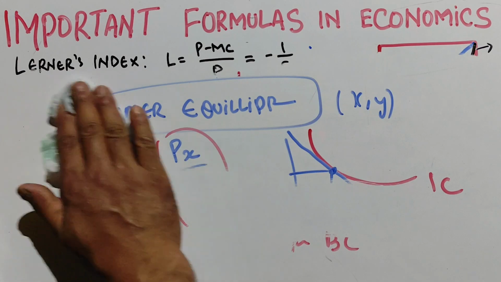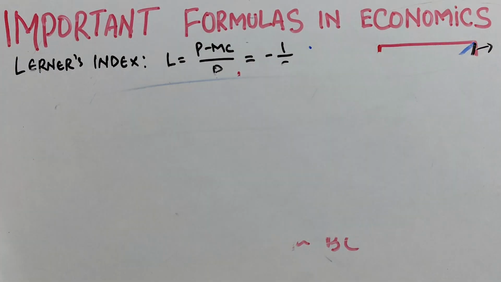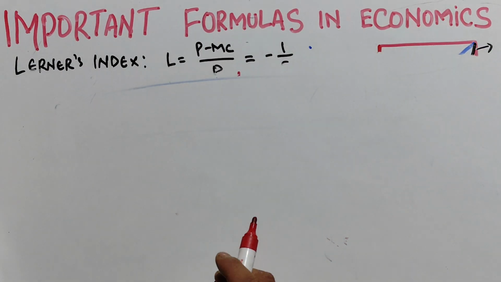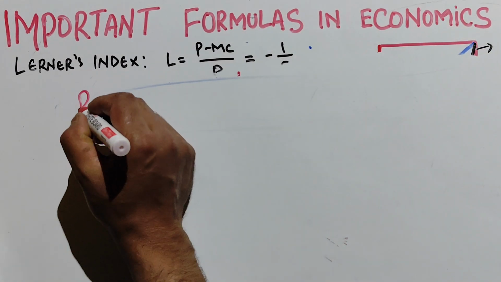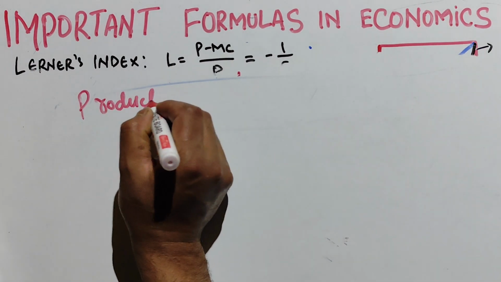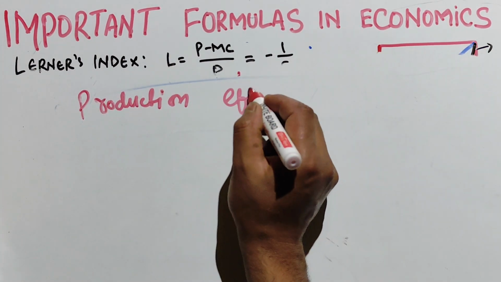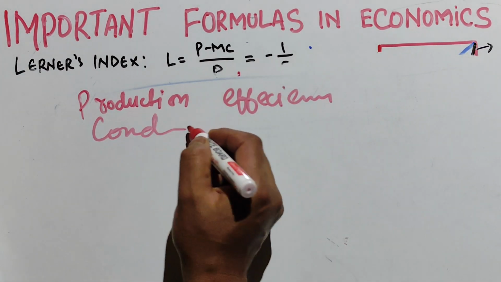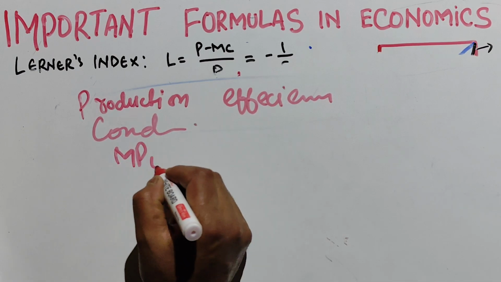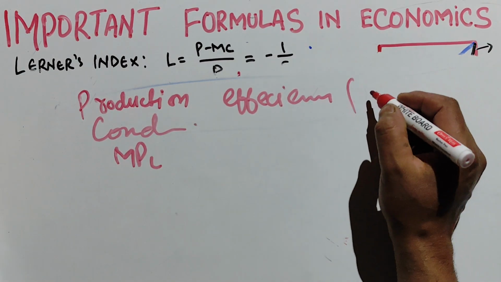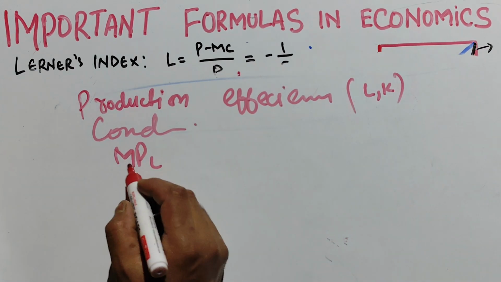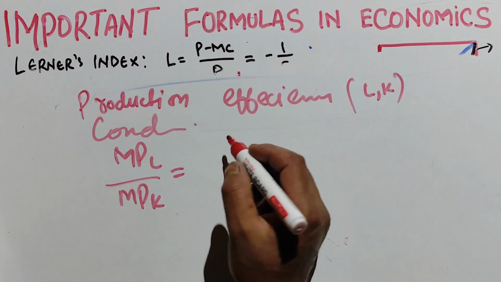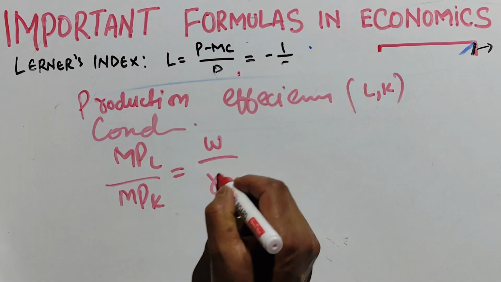Similarly, we have the producer equilibrium, or what we call the production efficiency condition. It says that if we have two inputs, labor and capital, the marginal product of labor upon marginal product of capital should be equal to the wage rate upon the rental rate of capital.